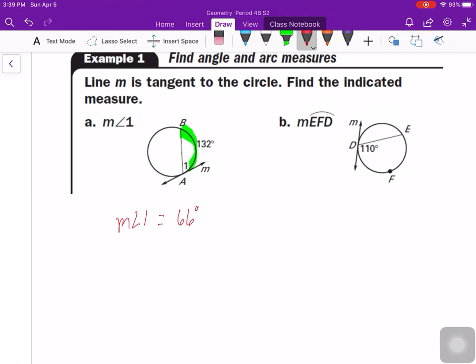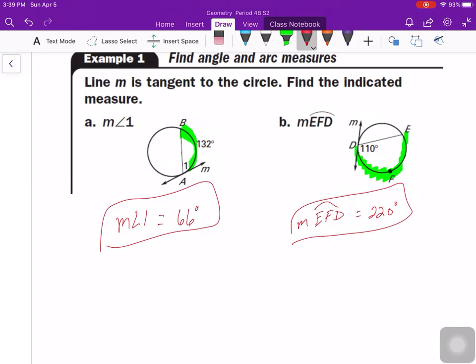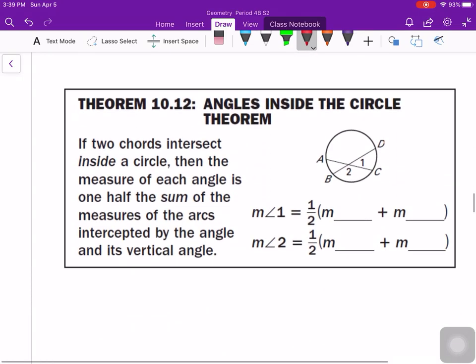Okay, part B, we want to find the measure of arc EFD. So again, if I trace those letters, EFD, we're looking for that arc. So if the angle measure is 110, the measure of arc EFD, 110 doubled, would be 220. Okay, so the tangent and a chord is the same thing as the last section that we did, which is, again, an inscribed angle when the angle is on the circle.